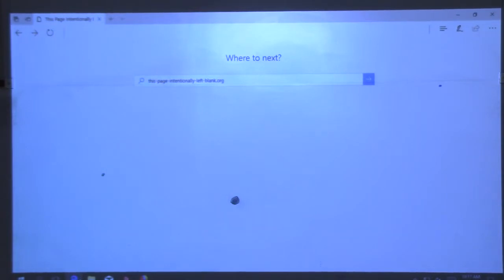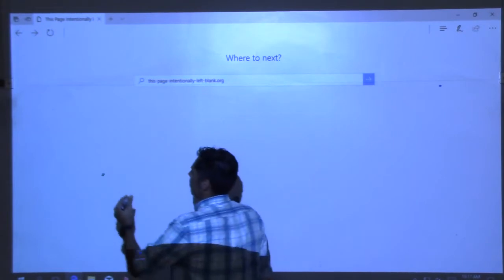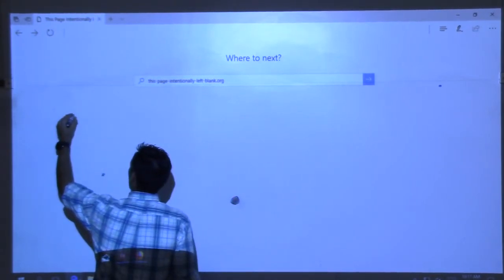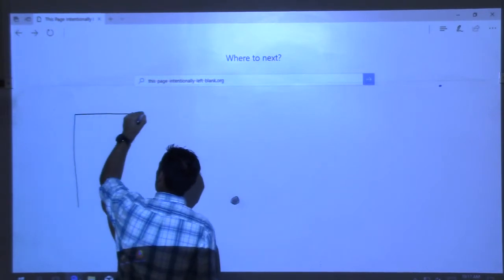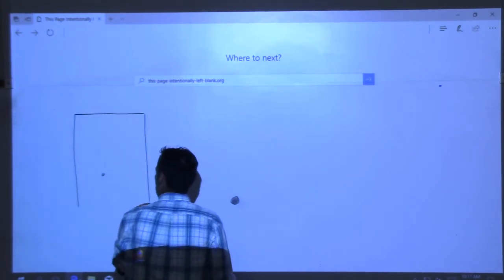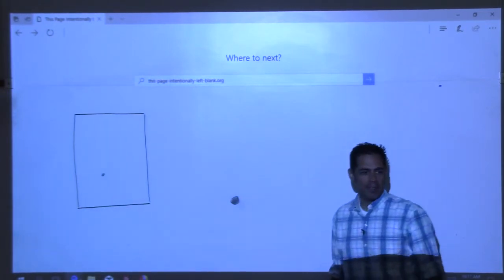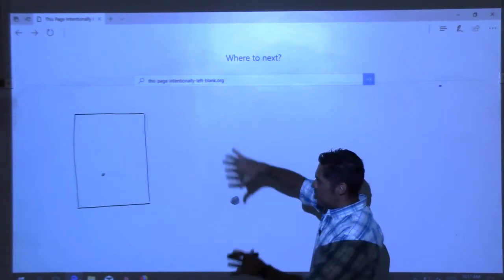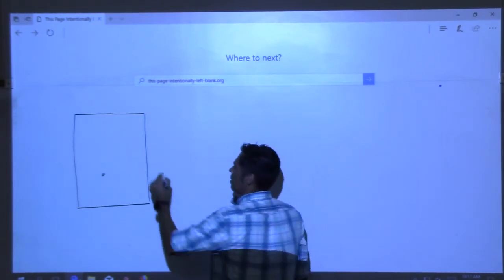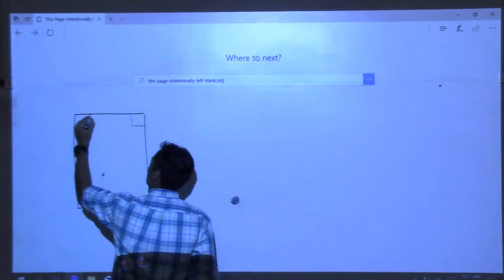So let's say that we want to do the following. You may have seen this before in a college algebra class or something. Let's say we have a sheet of aluminum or something, some sort of metal. And we are going to take this sheet and cut out the corners.